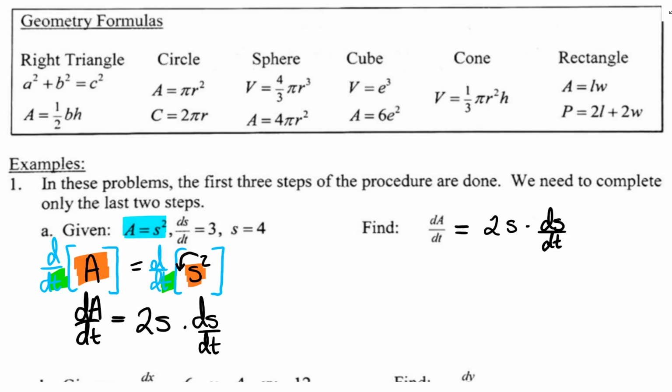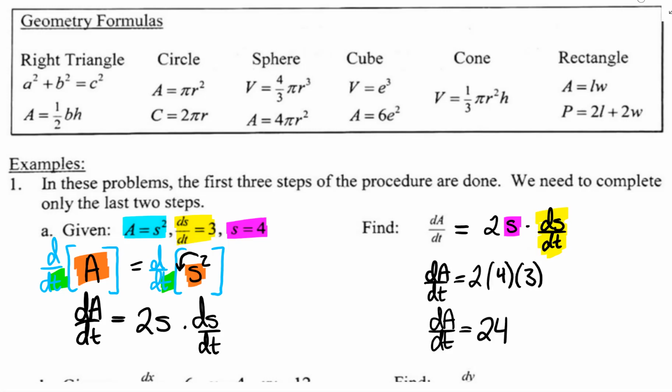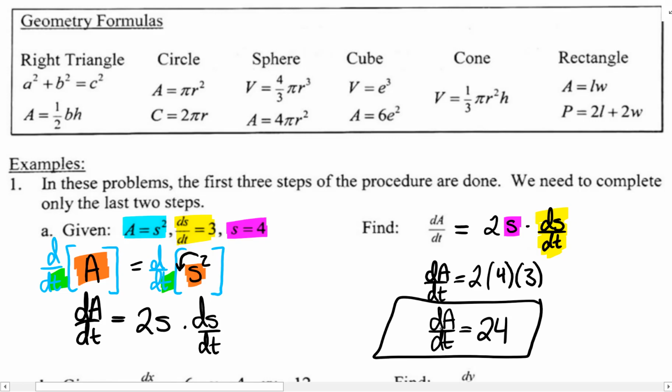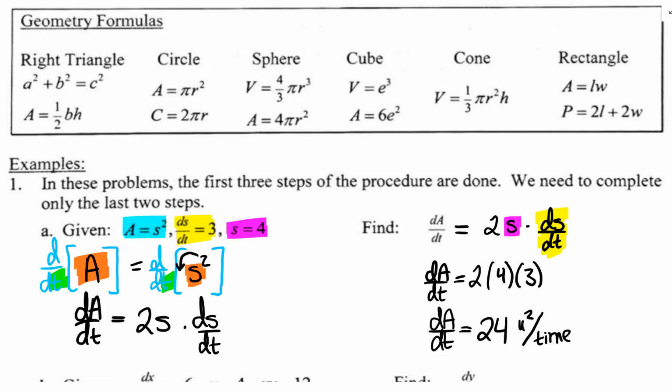Now it's time to substitute back in. Notice that we have an s, and they gave us a value for s. So they want to find out when s is 4, how is the rate of the area changing? They also gave us ds/dt. Time to substitute and simplify. What does this statement mean? This means that the rate of change of the area is 24 units squared per time. That is how area is changing. That's why we use units squared, because area is always units squared.